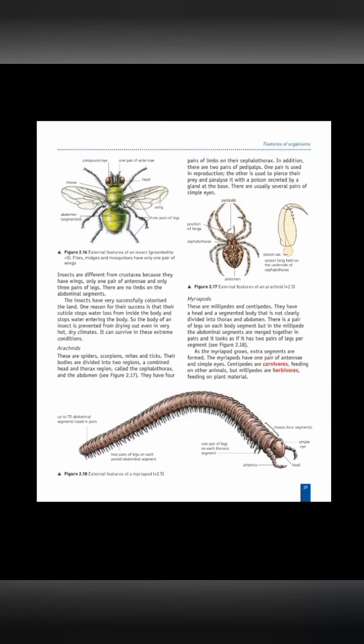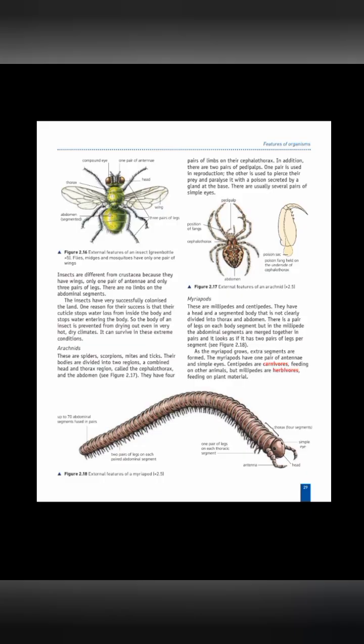Next is arachnids. An arachnid is an arthropod with four pairs of legs and a body divided into cephalothorax and abdomen. And the last one is myriapods, which have a segmented body, and the head and abdomen cannot be distinguished, they are merged together. Their body segments are merged and they have two pairs of legs per segment.